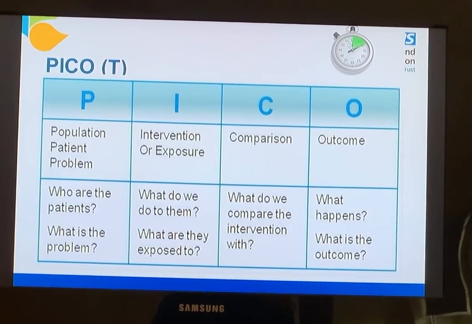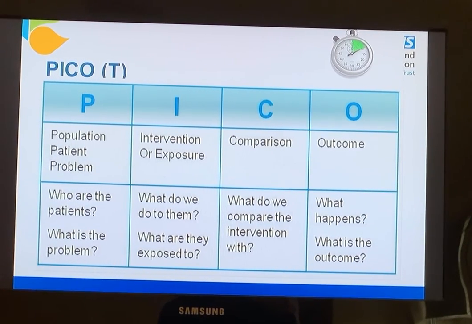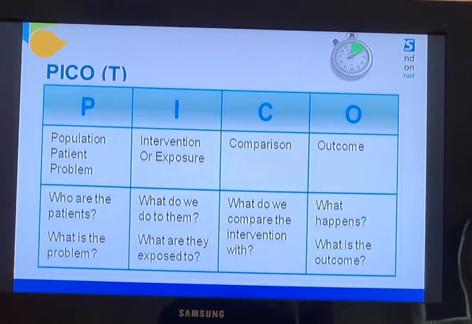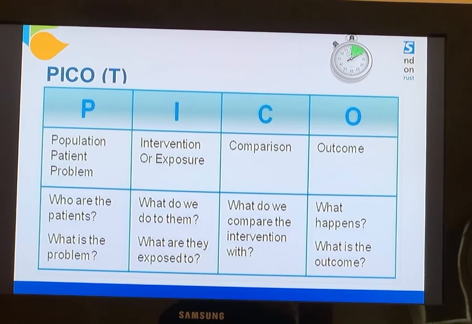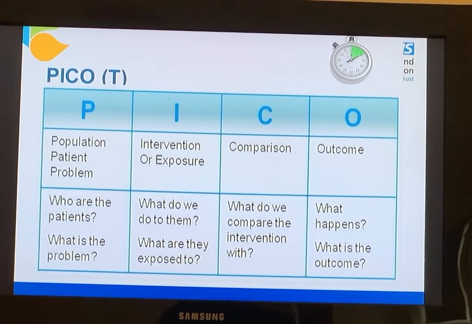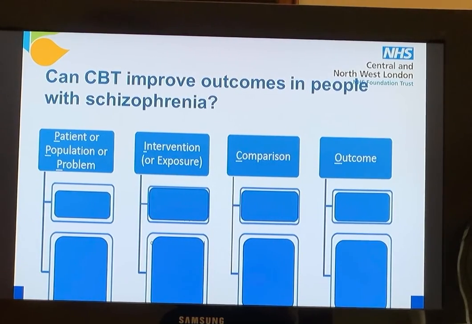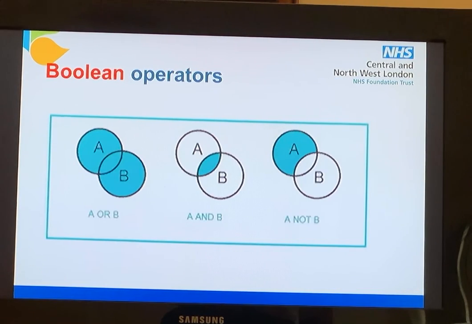A framework for looking at finding resources on databases is PICO. For any clinical question, you can split up the research question into these four concepts of population, intervention, comparison, and outcome. I have two quick examples of how you might frame a research question using PICO.